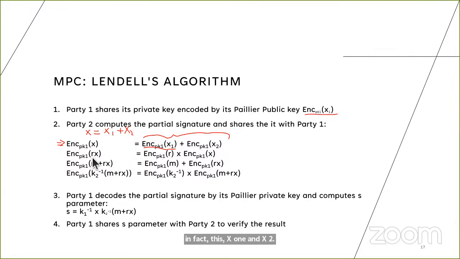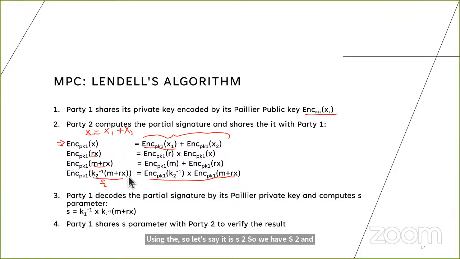And after that, we can compute r times x, where r was computed in the previous step, and the encoded rx by multiplying encoded r by encoded x. Then encoded M plus rx is the encoded M plus encoded rx, and finally the encoded K2 inverse times M plus rx can be computed easily using the Paillier key. So let's say it is S2. So we have S2 encoded.